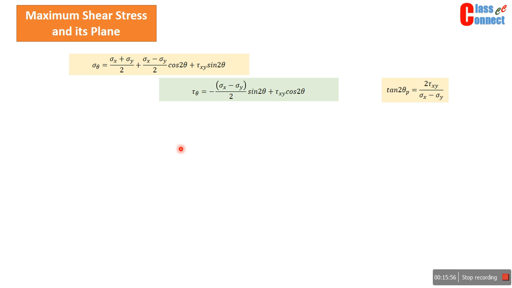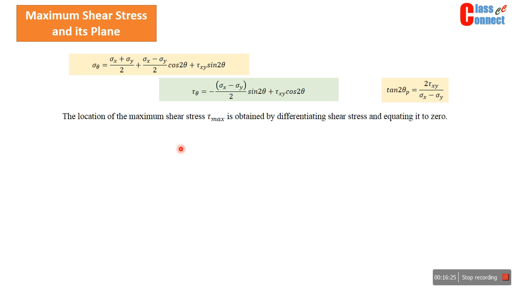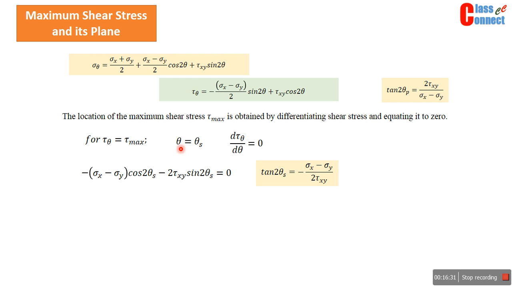So we can also find the plane of maximum shear stress. Maximum shear stress means there may be some value where shear stresses are maximum. If it exists, it may not even exist. So let us try to find out what is the value of maximum shear stress and where it exists. So we have to differentiate this tau theta to get the maximum value and then equate it to 0. So this is how we can do it. Differentiated, equated to 0, we get tan 2 theta s as this expression.